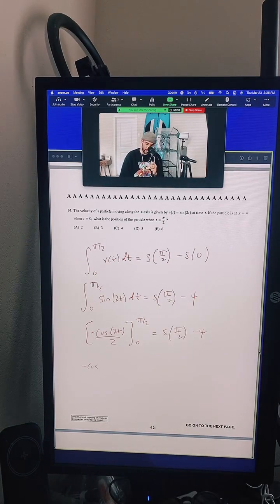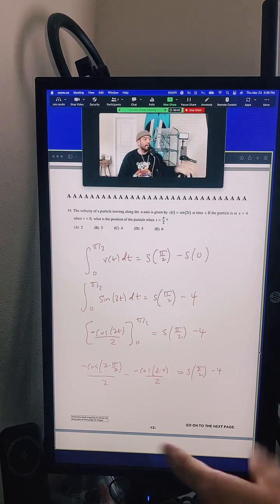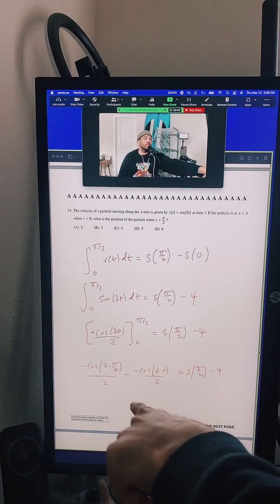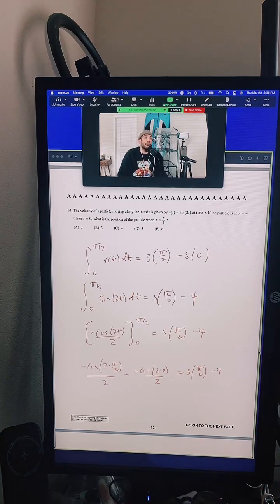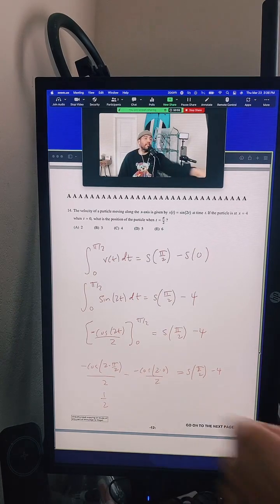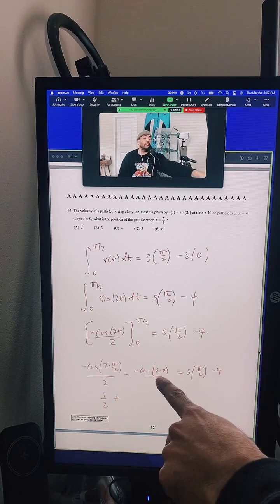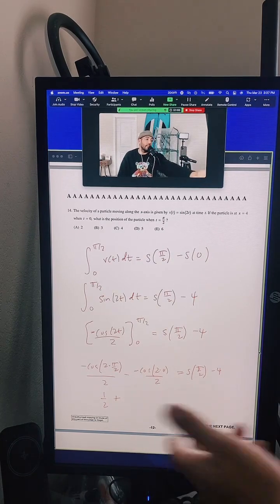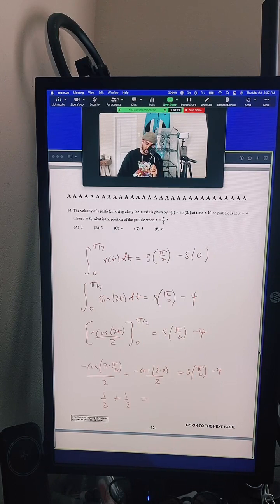So I have negative cosine of 2 times pi over 2 over 2 minus negative cosine of 2 times 0 over 2. And that's equal to the position at pi over 2 minus 4. That first one, 2 times pi over 2, that's just pi. Cosine of pi is negative 1, so we have positive 1/2 minus, we have 2 minuses there, so I'm just going to put a plus. Cosine of 2 times 0, that's 0. Cosine of 0 is 1, so this is 1/2 is equal to s of pi over 2 minus 4.